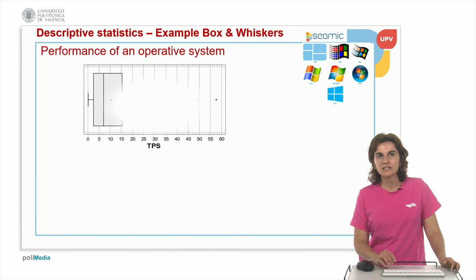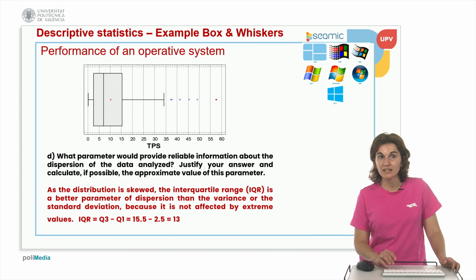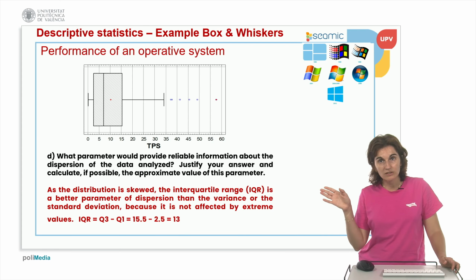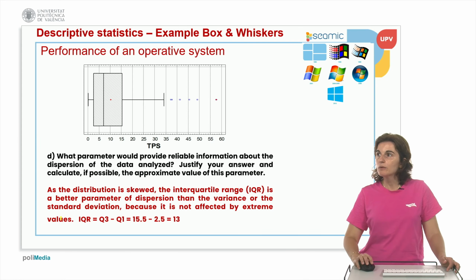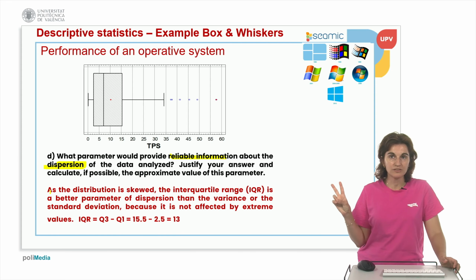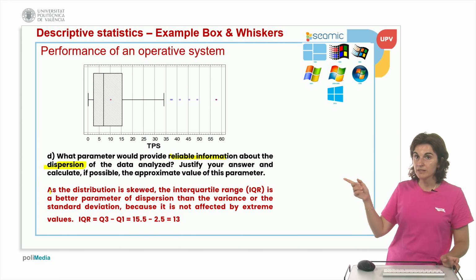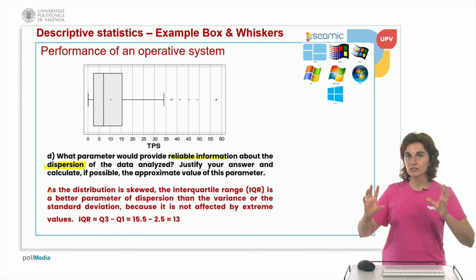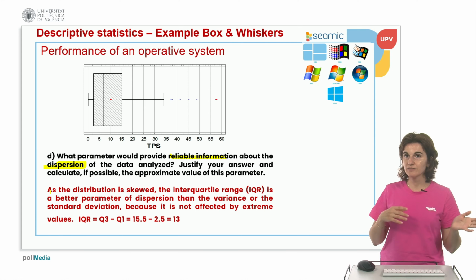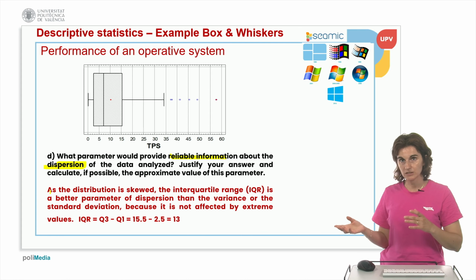What's interesting here in this box and whisker chart is this question that comes here. Which parameter would provide reliable information, that's very important, reliable information about the dispersion of data analyzed? So you know that we have 2 main parameters of central position that are mean and median, and also there are some equivalents with the dispersion. We have the standard deviation and the interquartile range.